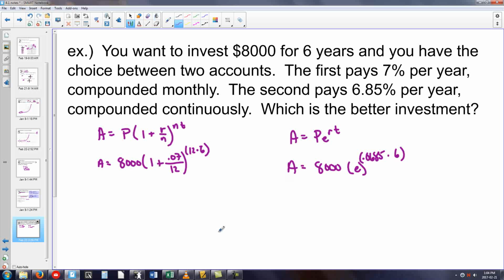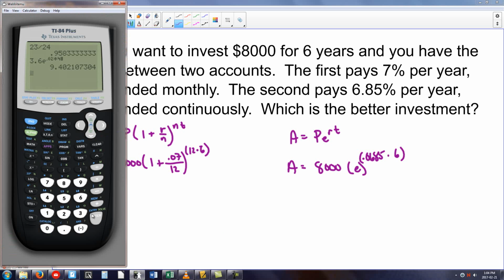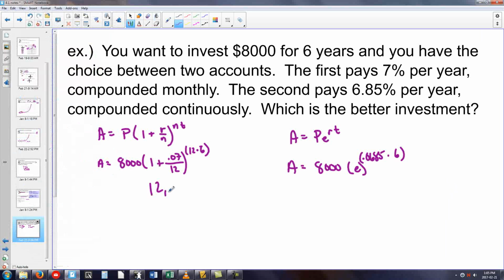So let's go ahead and evaluate the two of these. Use my calculator real quickly. Over here on the compounded monthly, I would just be really careful how I put it in. So I'm actually going to do 1 plus 0.07 divided by 12. I'm going to hit enter. I'm going to raise that to the 12 times 6. Make sure all of that's in the exponent. And then I'm going to multiply that by 8,000. And I get $12,160.84. That's a good return on my investment. $4,000 in 6 years. Definitely worth my time to invest that money.